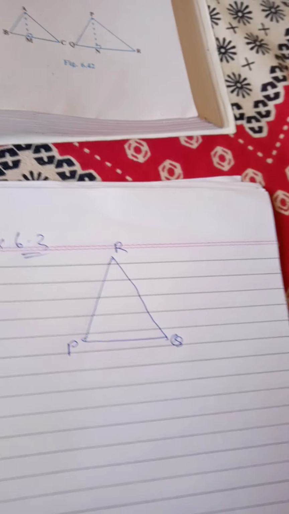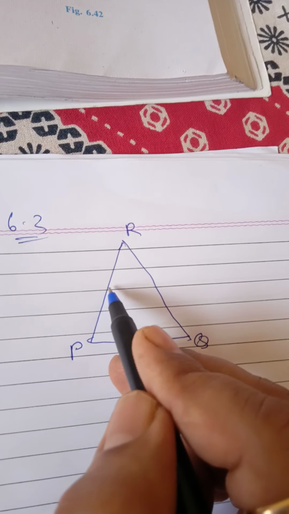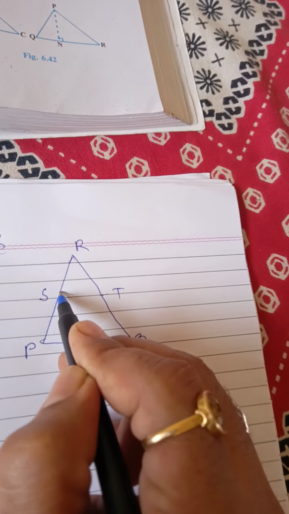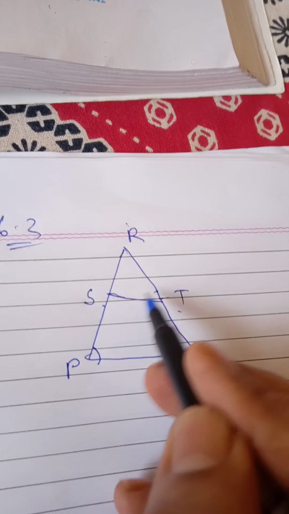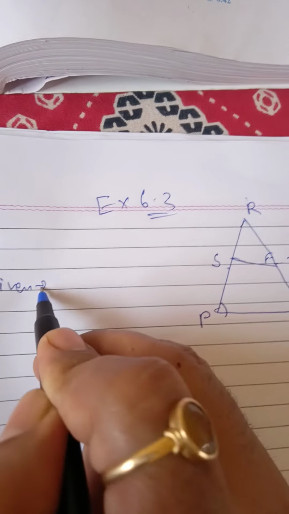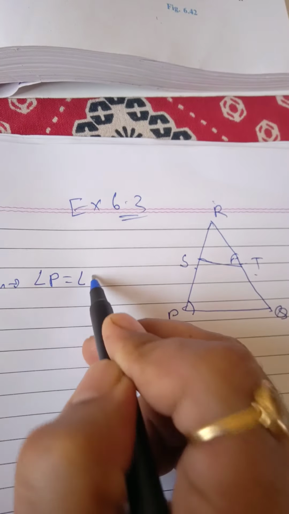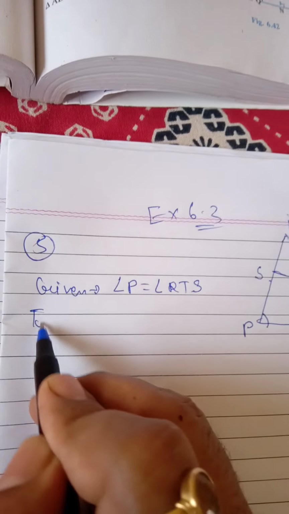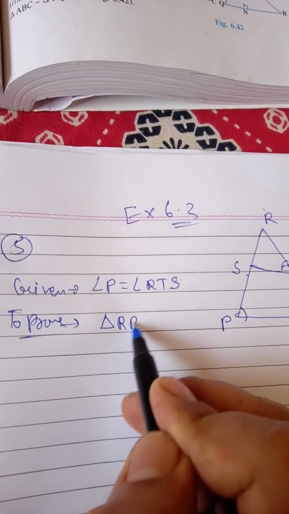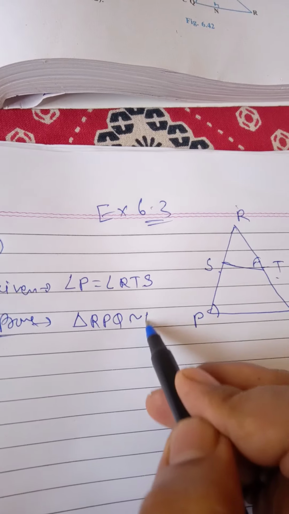There are 2 points, S and T, that lie here. S lies on RP and T lies on QR. It is not given parallel, but one condition is given that angle P is equal to angle RTS. That is given. What is given here? Given angle P is equal to angle RTS. And what is to prove? We have to prove that triangle RPQ is similar to triangle RTS. Okay, that you have to prove.